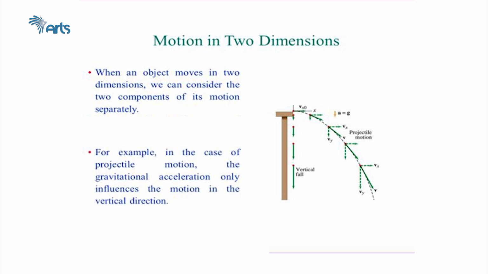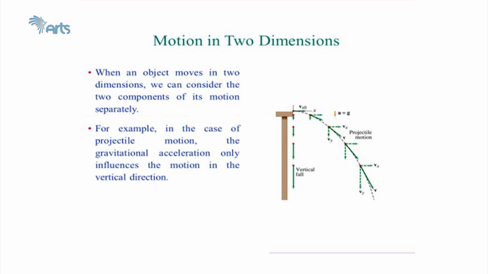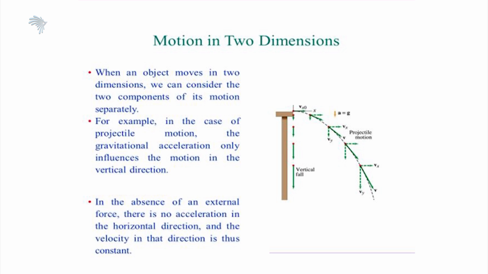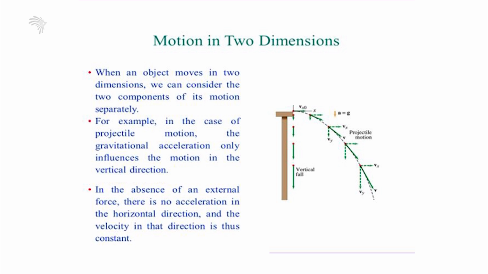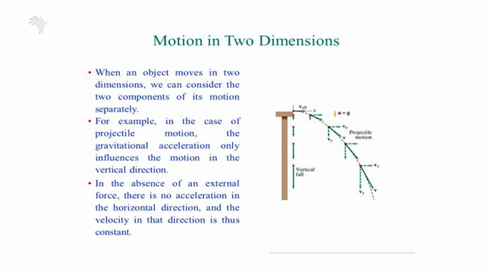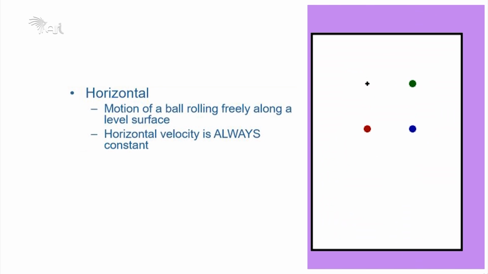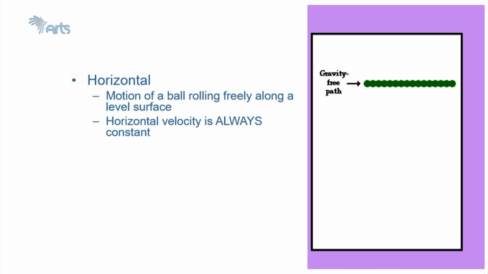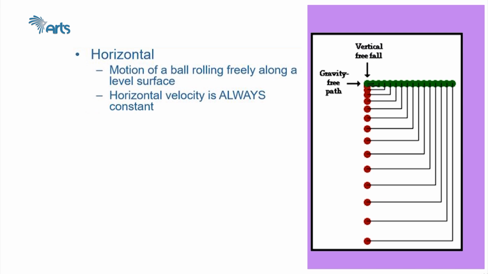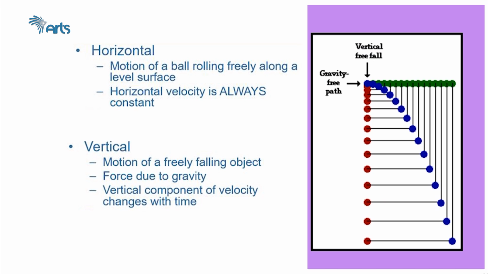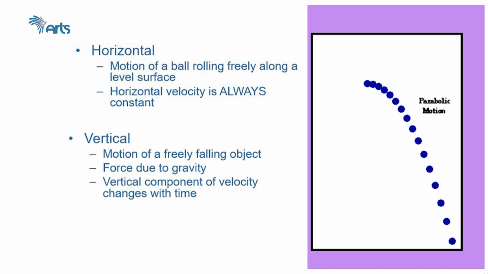For example, in projectile motion, the gravitational acceleration only influences the motion in the vertical direction, and in the absence of an external force, there is no acceleration in the horizontal direction, so the velocity in the horizontal direction is constant. As you can see in the diagram on the screen, along the horizontal, a ball rolls freely along a level surface and its velocity in that direction is always constant. But the vertical motion is free fall, and there is only a single force, which is the force due to gravity.